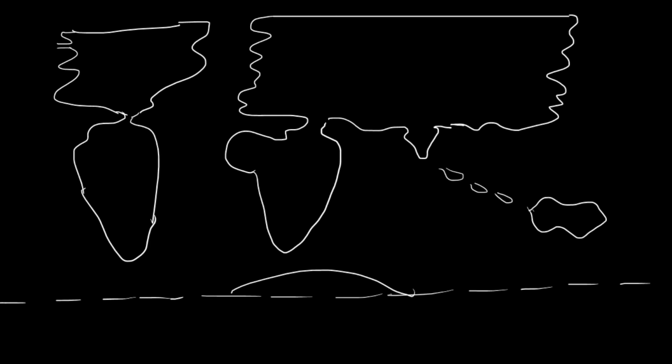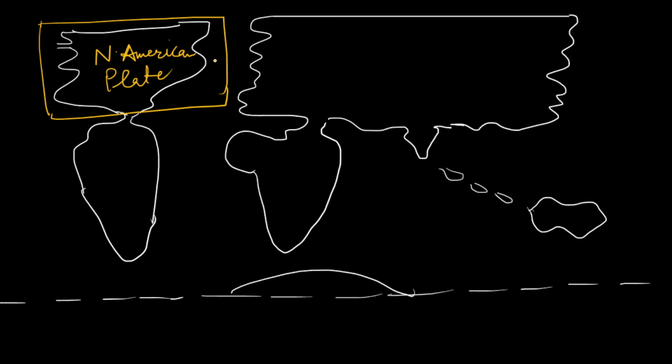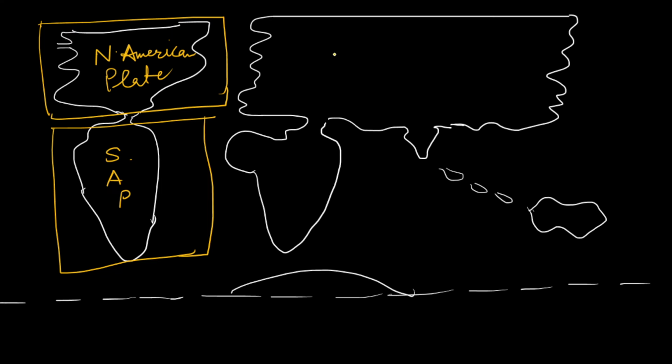So I have previously made a rough diagram of the world. We will see where the different plates are located. So the first important plate is this North American plate. Then we have South American plate. This portion will come in South American plate. Then here we have Europe, and it is Eurasian plate.